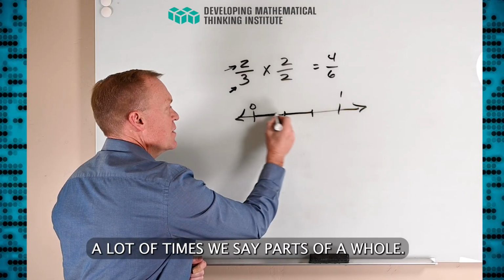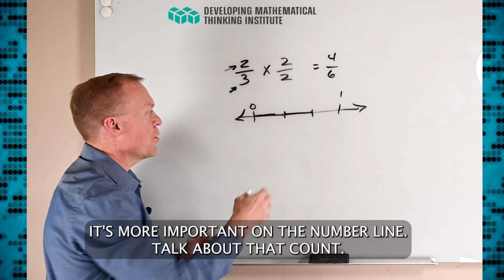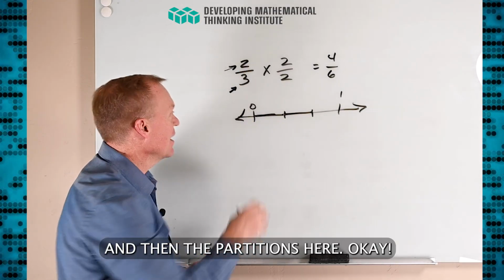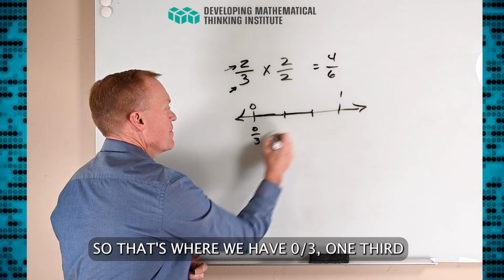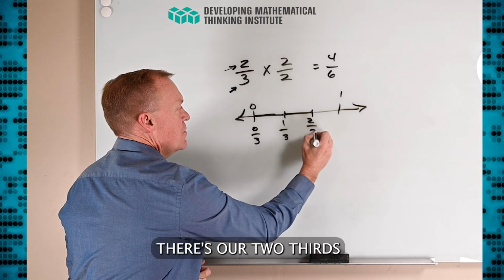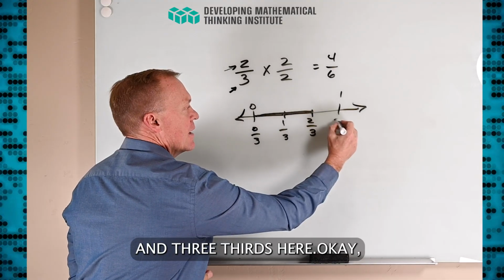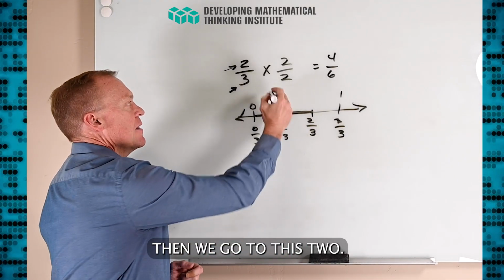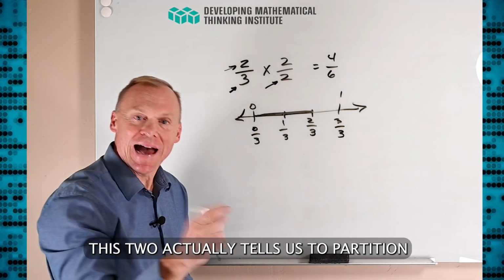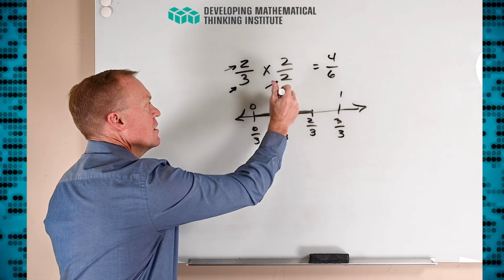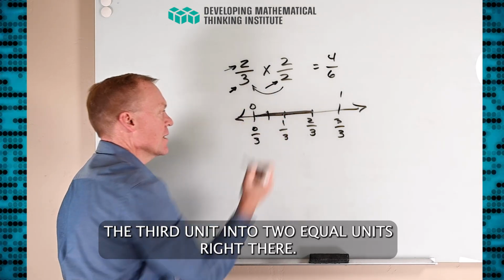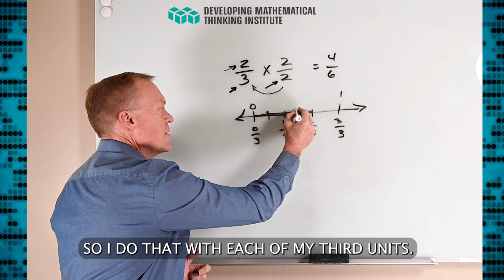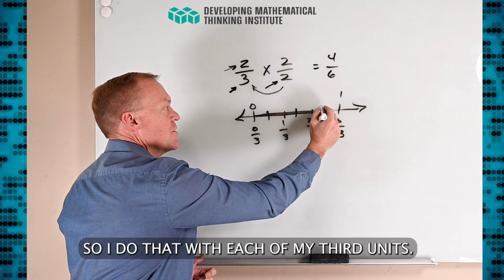1, 2. A lot of times we say parts out of whole. It's more important on the number line to talk about that count and then the partitions here. Okay, so that's where we have 0/3, 1/3. There's our 2/3 and 3/3 here. Okay, then we go to this 2. This 2 actually tells us to partition the third unit into 2 equal units right there. So we have a new unit. So I do that with each of my third units.